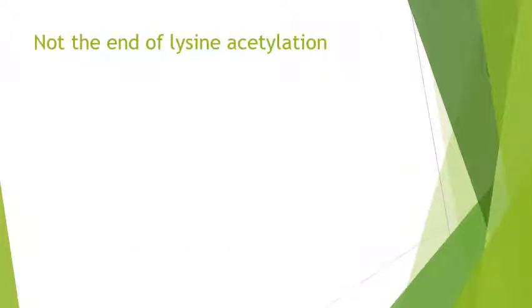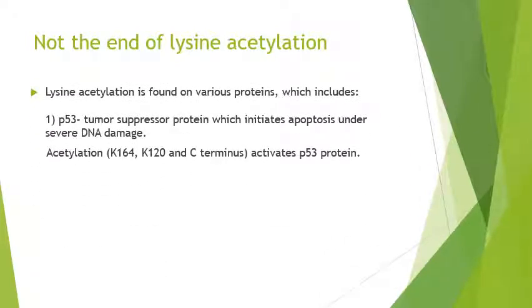However, the list of functions of acetylation is not exhaustive, but we have listed the ones that are the most extensively studied. Two other examples of acetylation would be that of the p53 tumor suppressor protein, which initiates apoptosis under severe DNA damage. The acetylation of several lysine residues, as shown, activates the function of the p53 protein to prevent cancer cell growth.